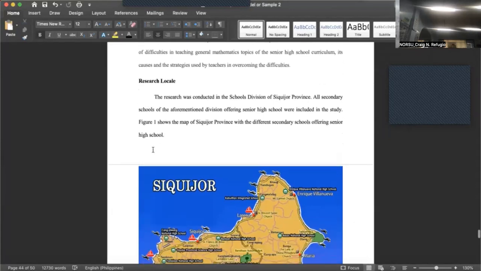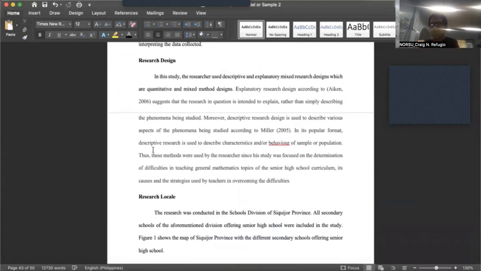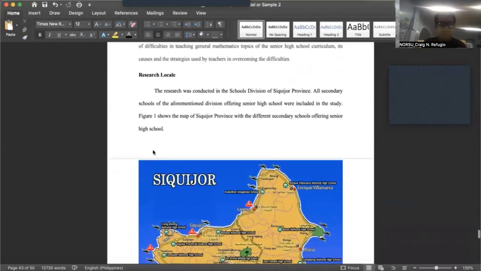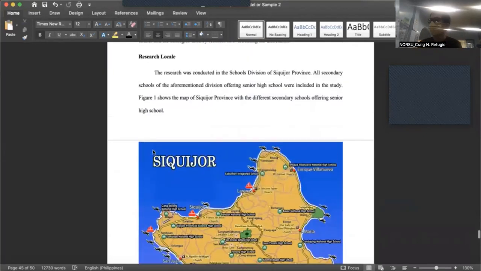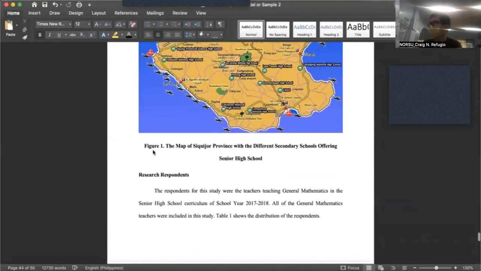Then research local. This is actually the setting. The research was conducted in the schools division of Sikihor. But I told you that since this one is a proposal, the tense must be present tense or future tense. Do you remember that one? In a research proposal, the tense is either present tense or future tense. Do you remember that one? Yes, sir. And then copy the format on how the research local is presented. Follow the format there. But the format will be changed according to the local of your research proposal.